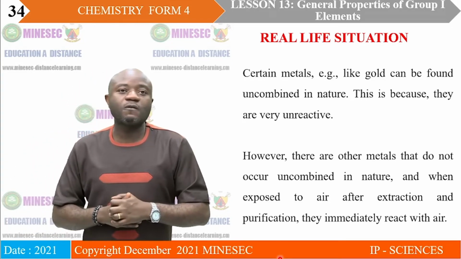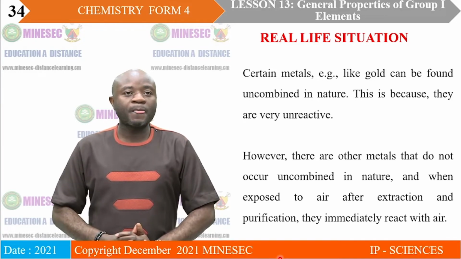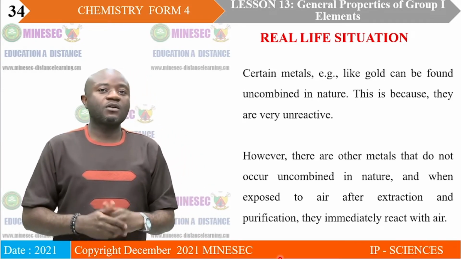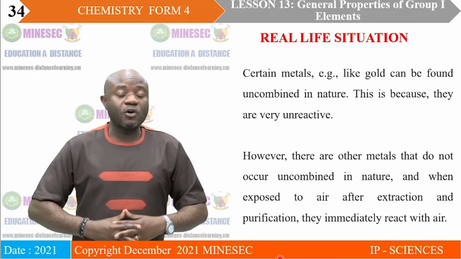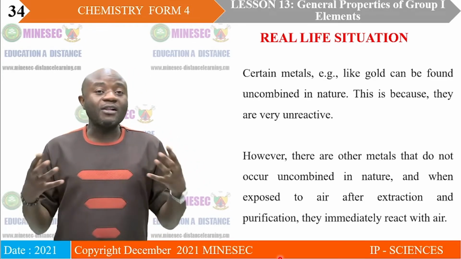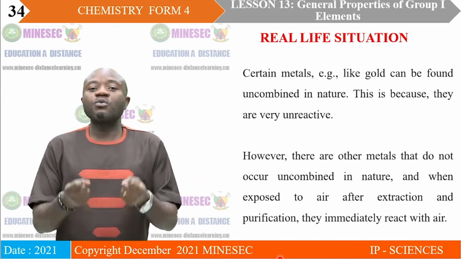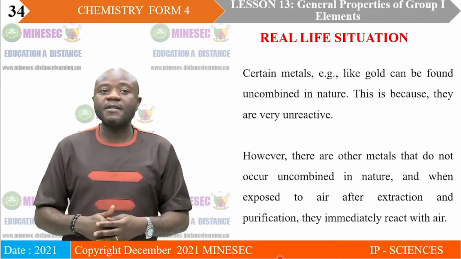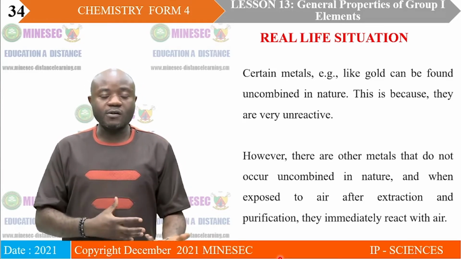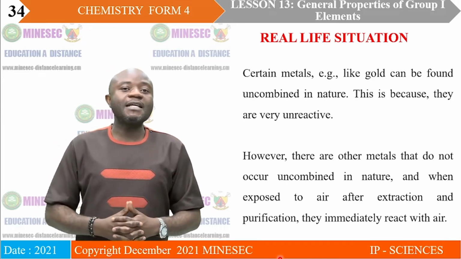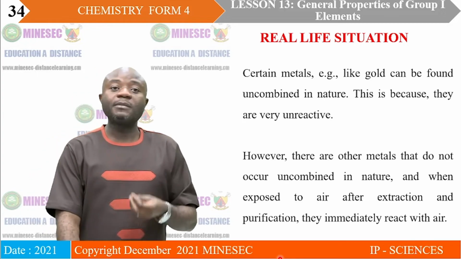As we draw to the end of our lesson, I would like us to review our real-life situation. We said that certain metals like gold can be found uncombined in nature because they are very unreactive, while other metals do not exist combined in nature. And even when we extract them and purify them, they easily react with oxygen in air, resulting in the formation of their oxide, or they become tarnished.